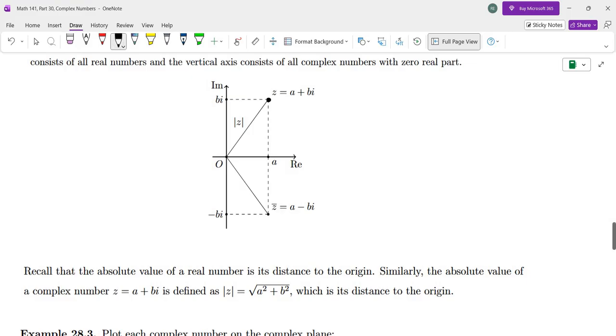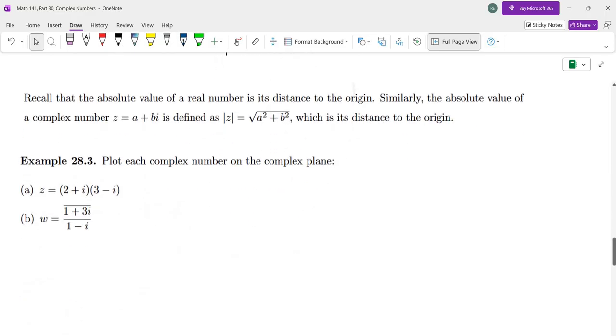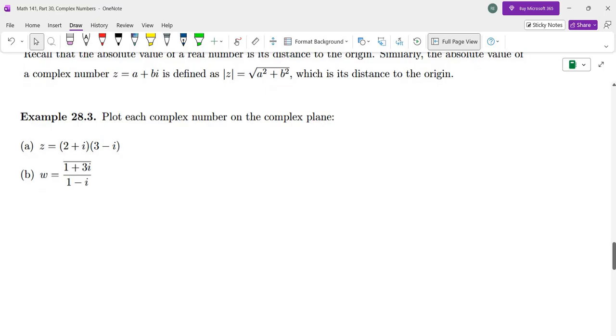The absolute value of a real number is the distance of that real number to the origin. So we can define the absolute value of a complex number in a similar fashion. It is the square root of a squared plus b squared, which is the distance of that complex number to the origin. So given that, let's do an example.